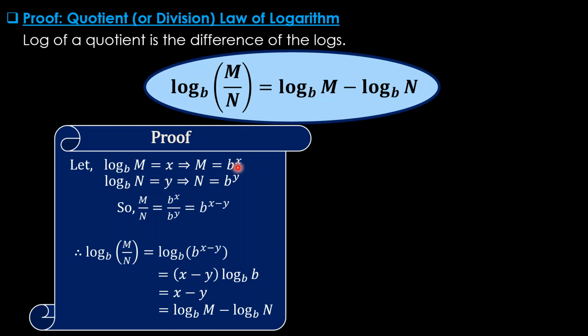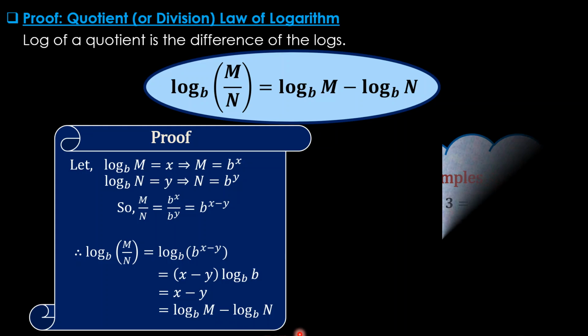So m equals b to the power x, log n to the base b equals y, so n equals b to the power y. So m over n equals b^x over b^y, which is b to the power x minus y. Now taking the logarithm of both sides with respect to base b, log m over n equals log b to the power x minus y, which gives (x minus y) times log b base b, meaning x minus y, which is log m to the base b minus log n to the base b.